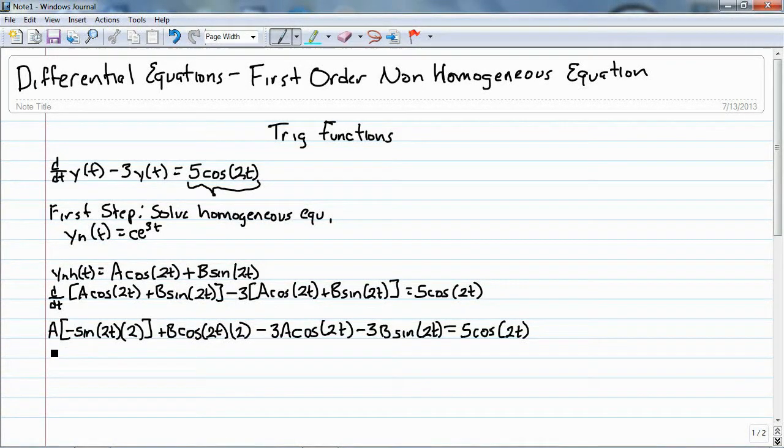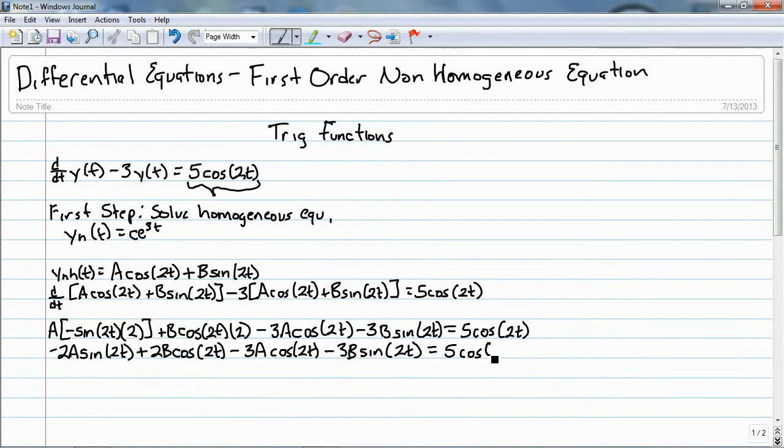Now let's simplify here, and so I'm going to have negative 2A sine 2t plus 2B cosine of 2t minus 3A cosine 2t minus 3B sine 2t equals 5 cosine 2t.